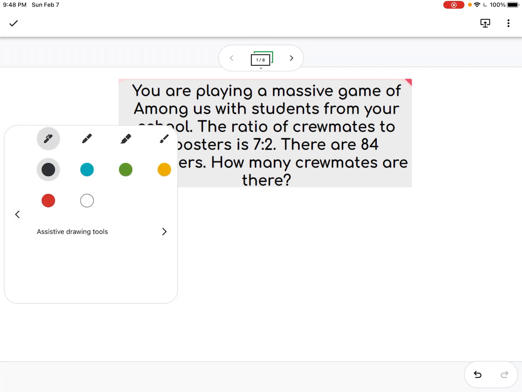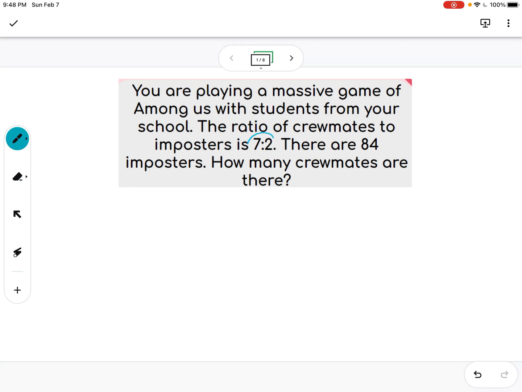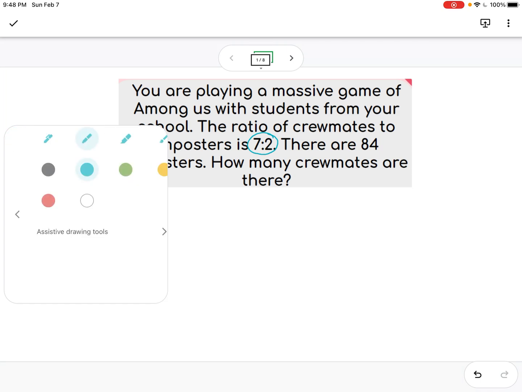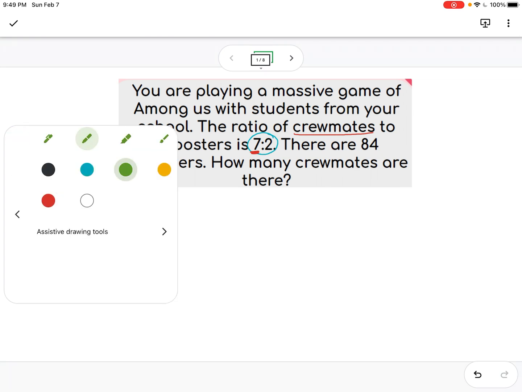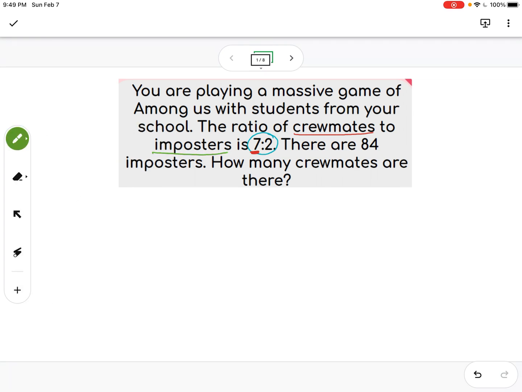All right, so first of all, we know anytime we see a ratio, that's really going to be a key piece of information, and we want to identify which parts match which parts. And we know the way we identify this is based on the order. This talks about crewmates first, which means that would be the first part of the ratio, the 7. And it talks about imposters second. That would be the second part of the ratio, which is 2.